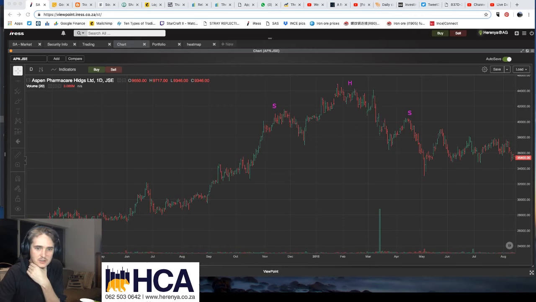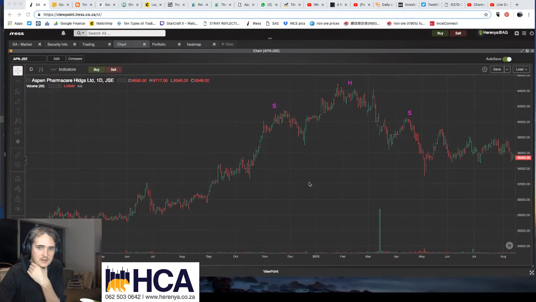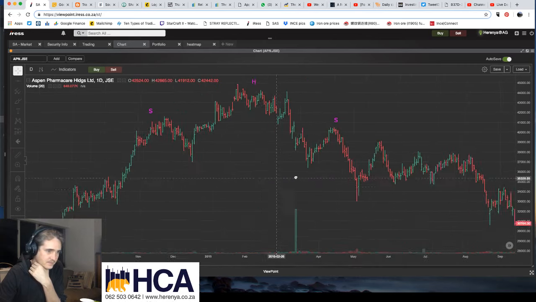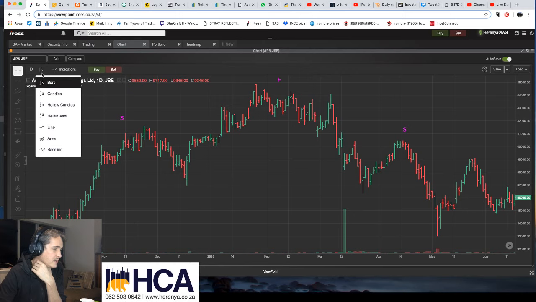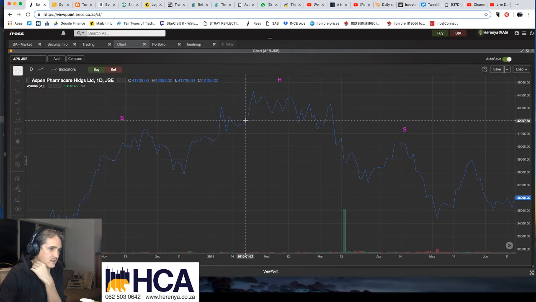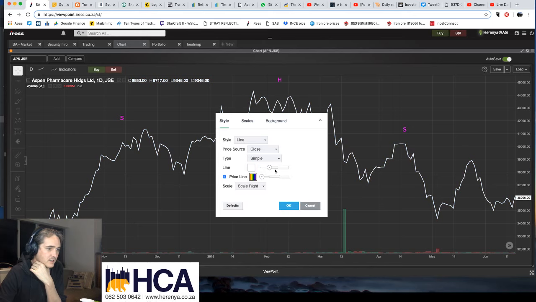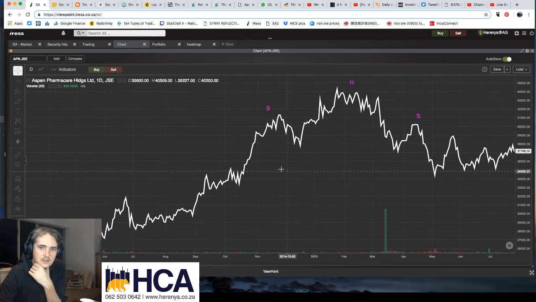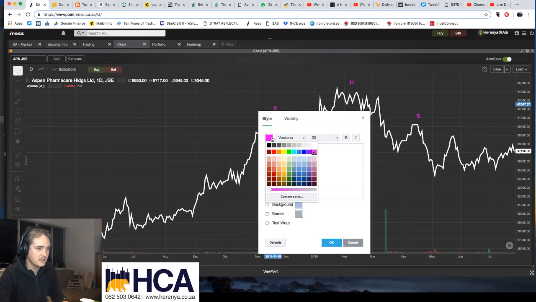Let's go back to our sheet. Our sheet is there, so the stop loss is above that high. So we are going to look at this high here. And maybe it'll be easier if I make this a line chart. Alright, so shoulder, head, shoulder. That does look very difficult to see now.